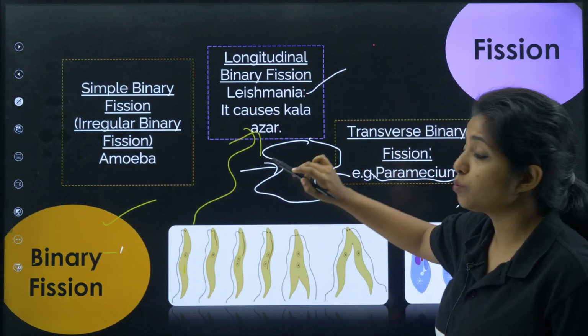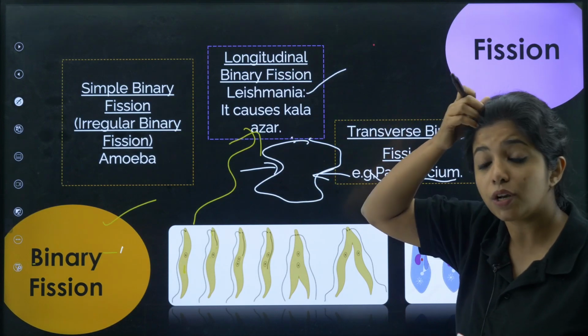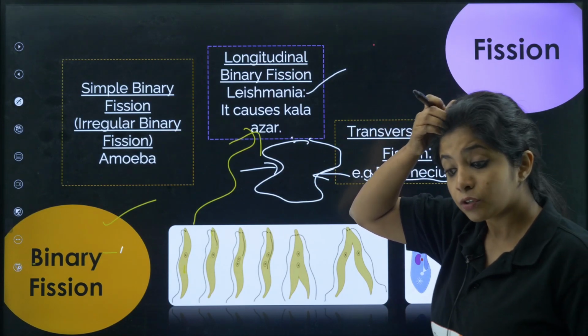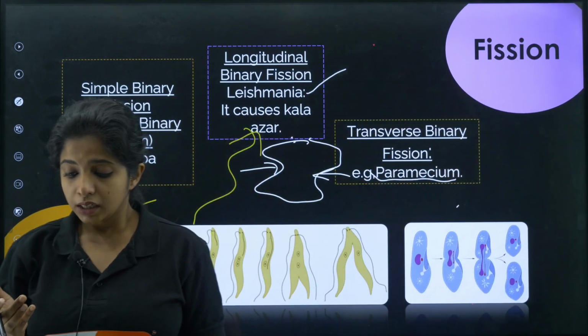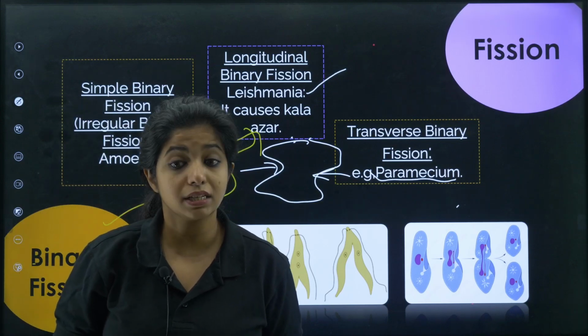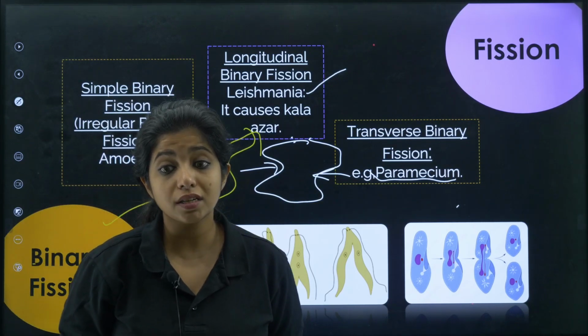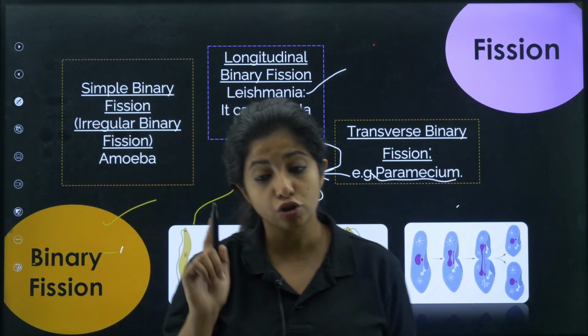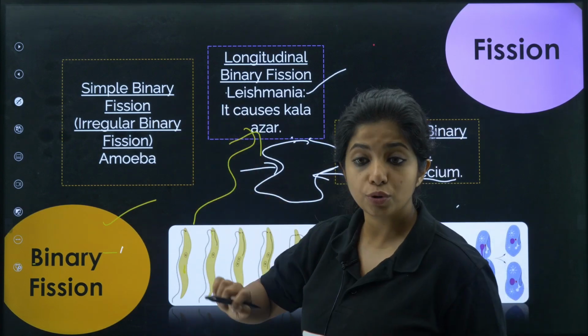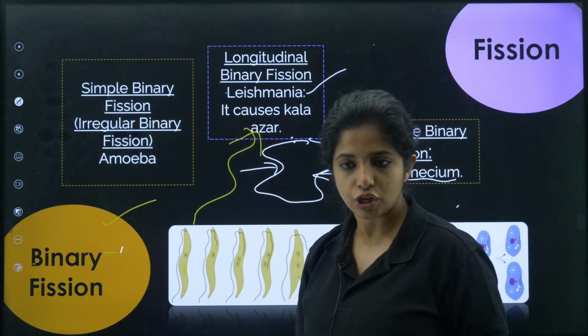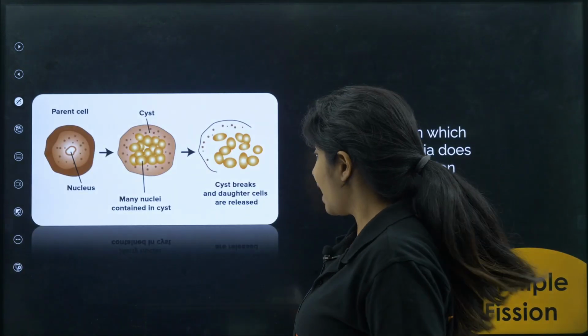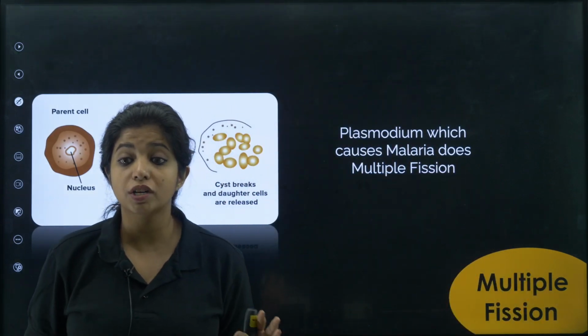Please remember, Leishmania. Leishmania is that particular thing that causes kala-azar or sleeping sickness. So the question might come, which type of reproduction does the organism show which causes kala-azar or basically sleeping sickness? You should be knowing it is Leishmania, and it shows what? Longitudinal binary fission.